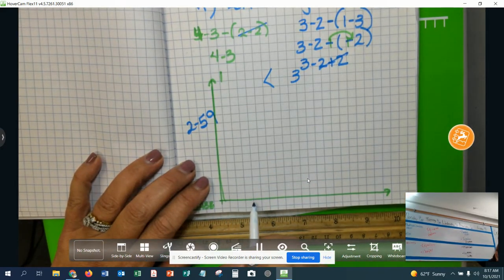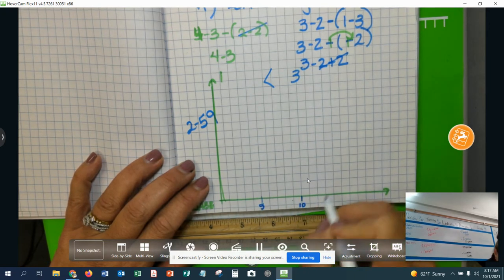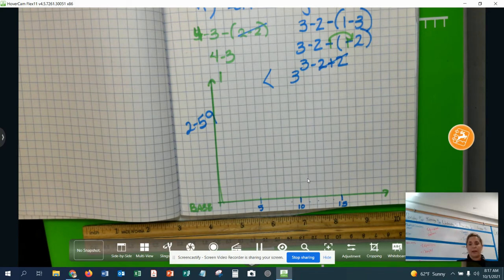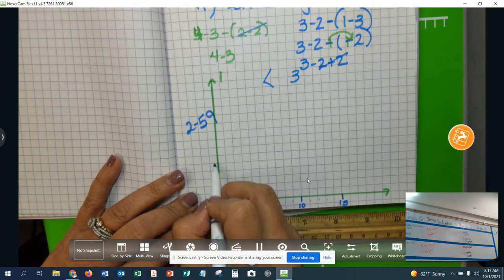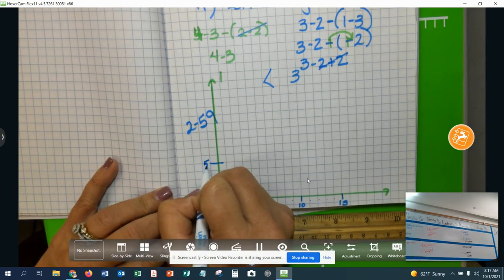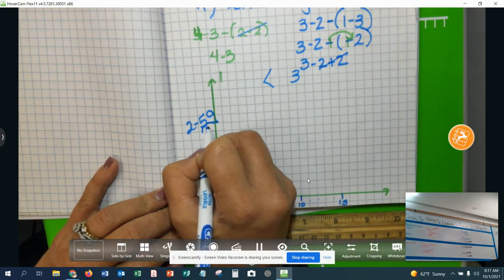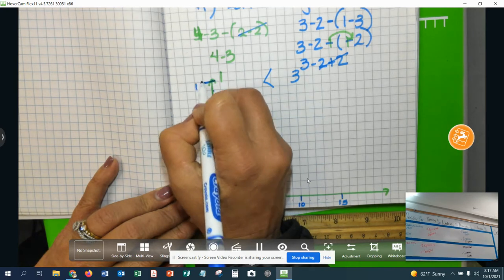1, 2, 3, 4, 5. 1, 2, 3, 4, 5, 10. 1, 2, 3, 4, 5, 15. You don't want it to be like all together because that's not what they want you to do. So 1, 2, 3, 4, 5, 5. 1, 2, 3, 4, 5, 10. And then 1, 2, 3, 4, 5, 15.